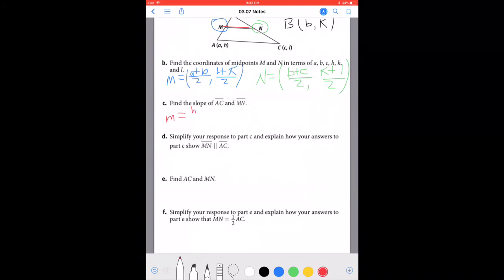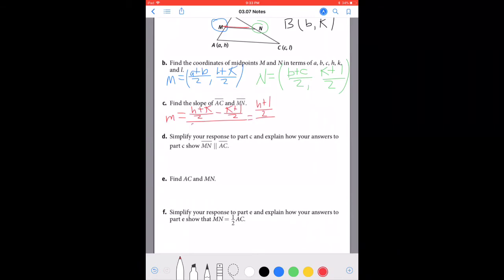So we would do H plus K over 2. And then we subtract K, so we get, subtract the y term of N. So that's K plus L over 2. That's going to be on the top of our fraction for slope. So on the top, we can combine those fractions together and then simplify. So we'll get H plus L over 2.